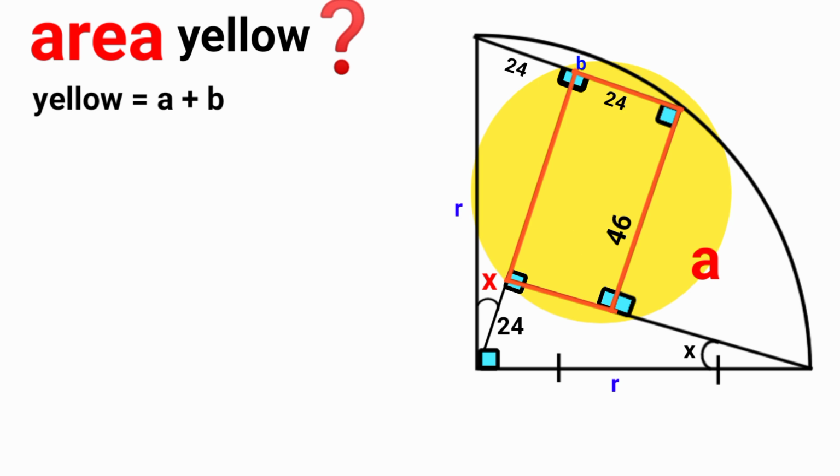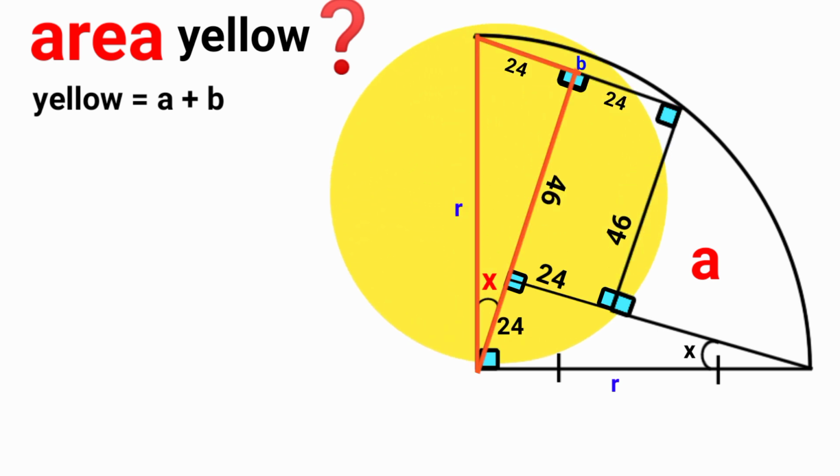Opposite sides of a rectangle we know are equal in length. That is, this side and this side are equal. And similarly, this side and this side are also equal. So since this is 46, this must also be 46 units. And since this is 24, this must also be 24 units.